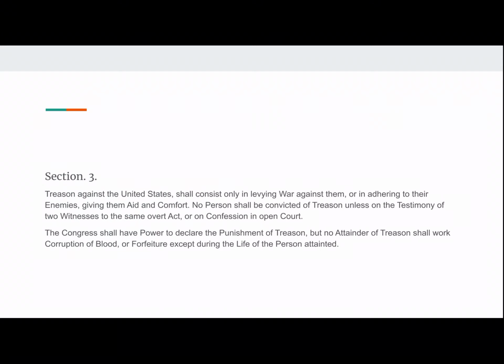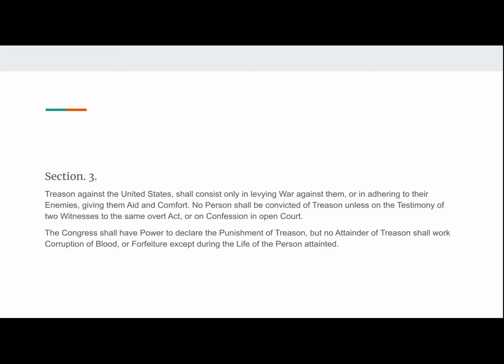Section 3, like we said before, deals with treason. So treason against the United States shall consist only in levying war against them or in adhering to their enemies, giving them aid and comfort. No person shall be convicted of treason unless on the testimony of two witnesses to the same overt act or on confession in open court. The Congress shall have the power to declare the punishment of treason, but no attainder of treason shall work corruption of blood or forfeiture except during the life of the person attainted.